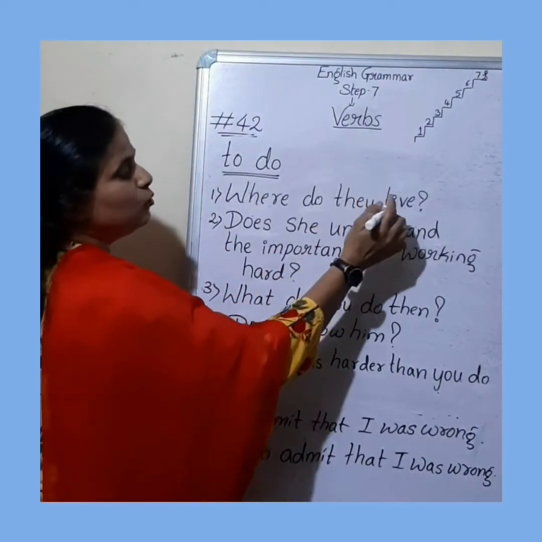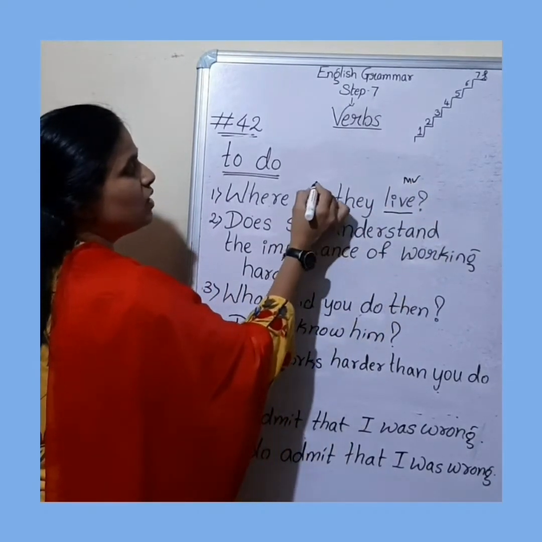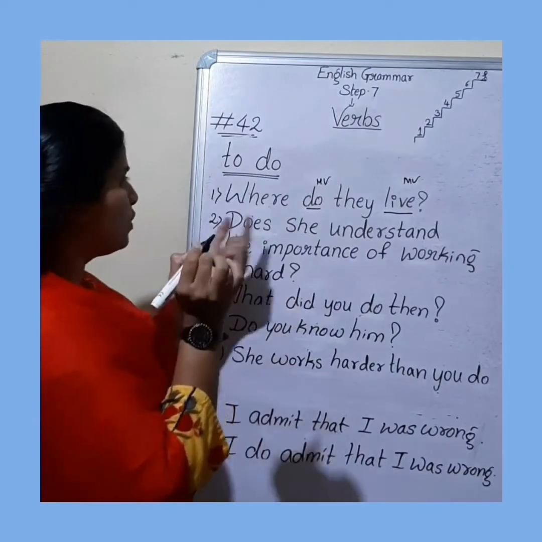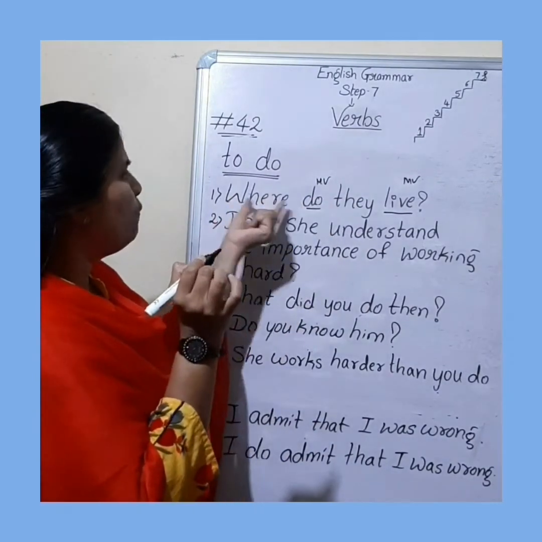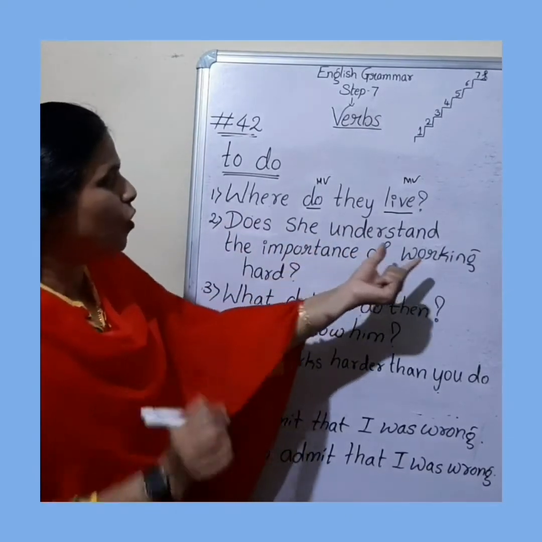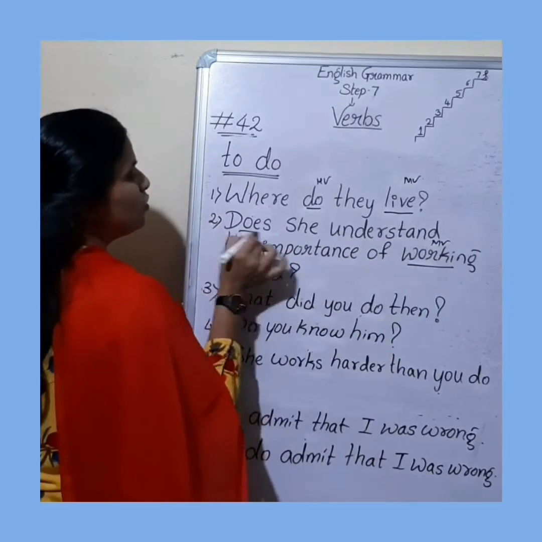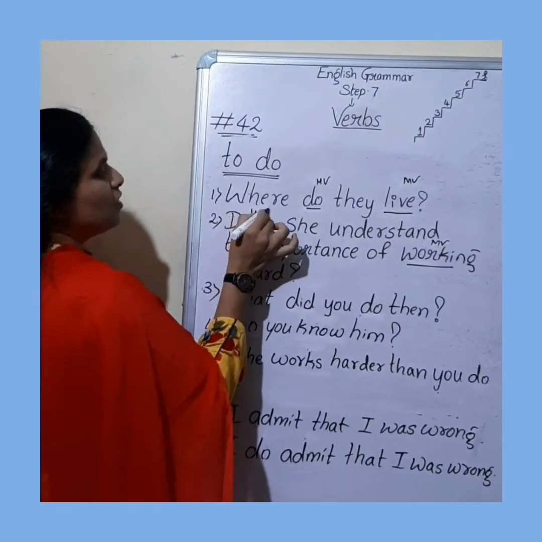Where do they live? Okay, so this live is main verb here and this do is helping verb here. Okay, so we are asking here, where do they live? Now, does she understand the importance of working hard? So this working is again main verb. So this does is used to question, helping verb.